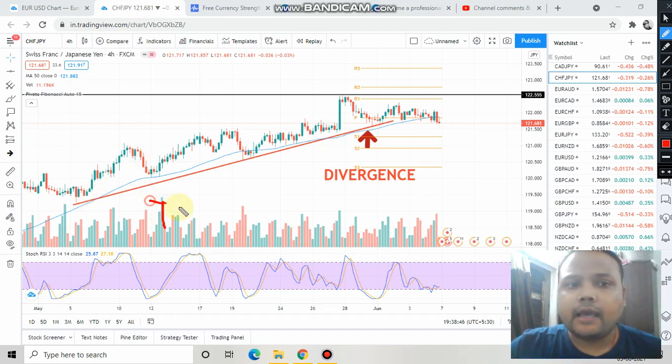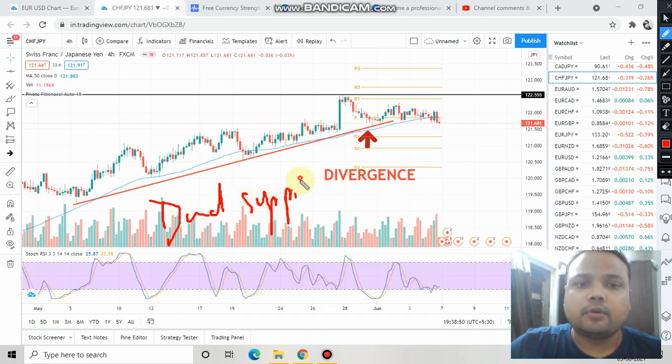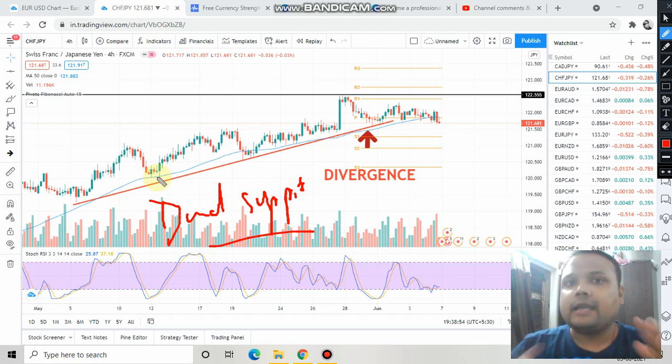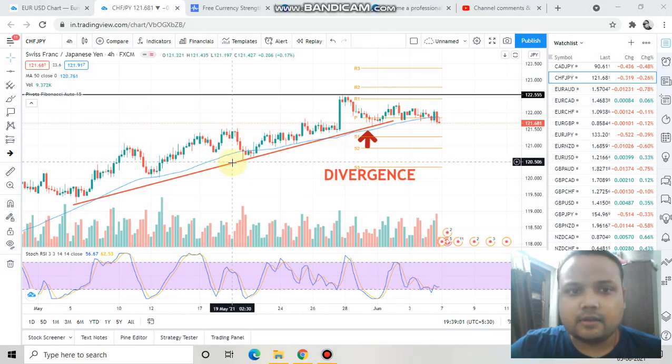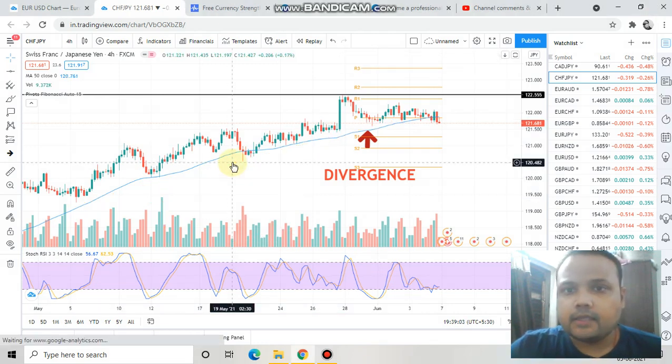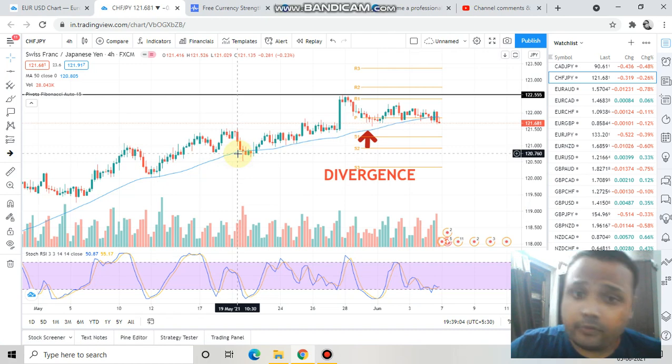The market had dual support. But right now we can see that the market has broken the previous support, and right now the market is flat. So this trend line is no longer valid, and this 50 moving average is also no longer valid as a support.